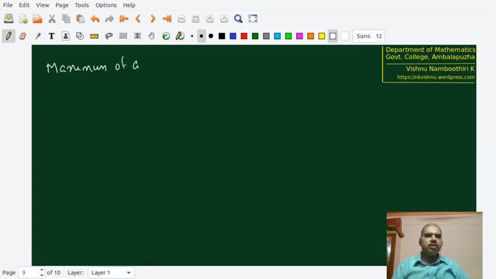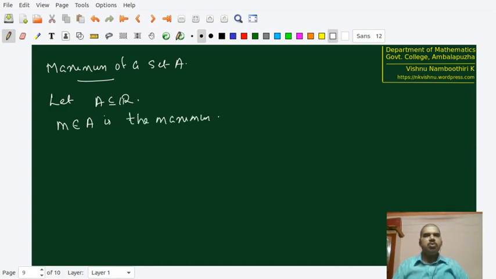Maximum of a set A. A we are assuming to be a subset of R. Since we want to use the word maximum, we will take M. M belongs to A is the maximum for A if a belongs to A implies M is greater than or equal to a, or in other words, to be simple enough, a is less than or equal to M.